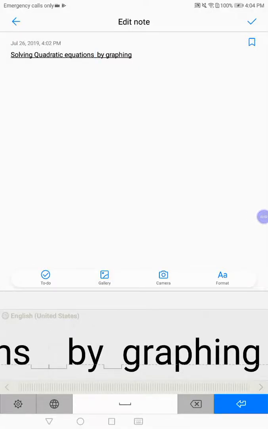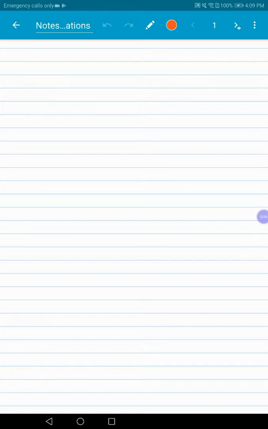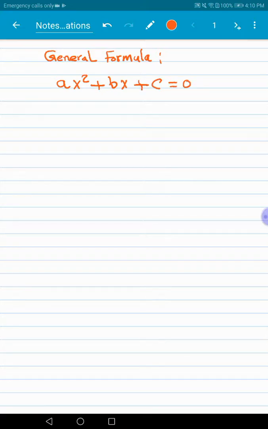Good afternoon. In this video we will talk about solving quadratic equations by graphing. Let's write the general formula for a quadratic equation. The general formula is ax squared plus bx plus c equals 0. This is the standard form for a quadratic equation.